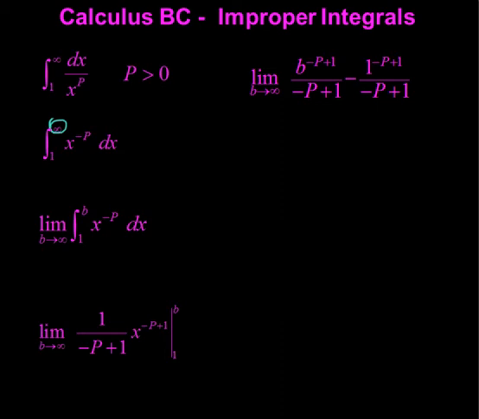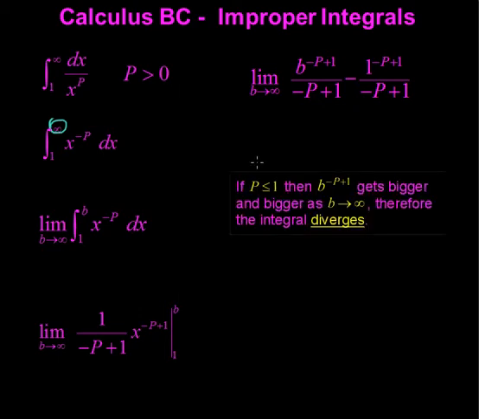And then we can start evaluating that and see what's going on. So let's take a look at that. See what happens. Well, notice if p is less than 1, then b to the negative p plus 1 gets bigger and bigger as b approaches infinity. So if p is less than 1, negative p plus 1 is still a positive number. So as b gets larger and larger, we're raising it to a positive power, so it'll get larger and larger. And therefore, that part of it is going to diverge. So you won't actually get an answer out of this.